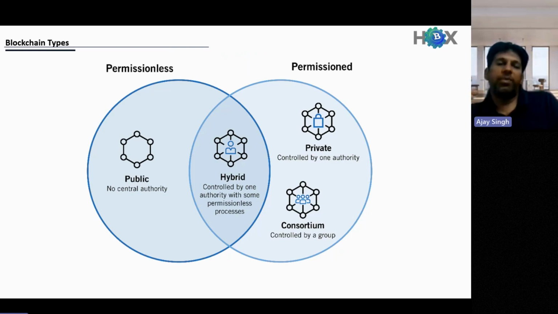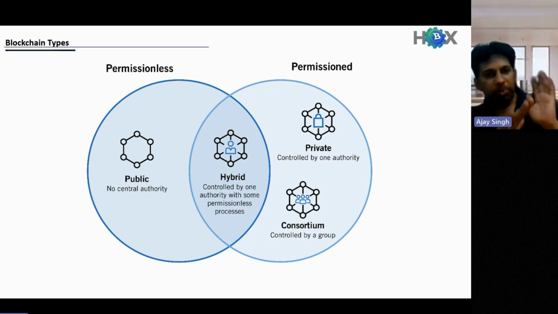Then there is consortium. In a consortium, there is a group of authorities, a group of companies who have come together. They have formed a common consensus that they want to build one single network in which they all will be a party, in which they all will be recording and putting in transactions. Such blockchains in the permissioned space are called consortium blockchains.